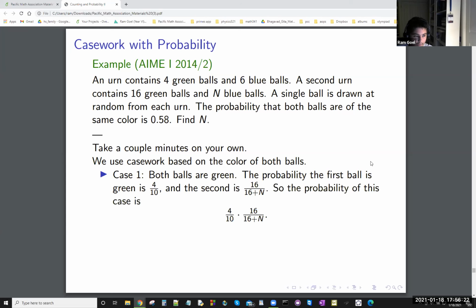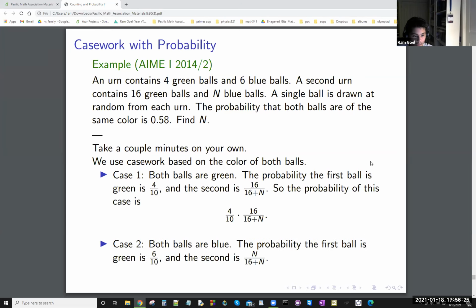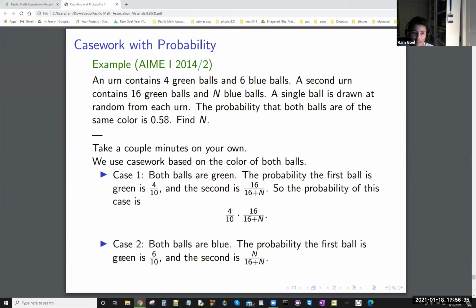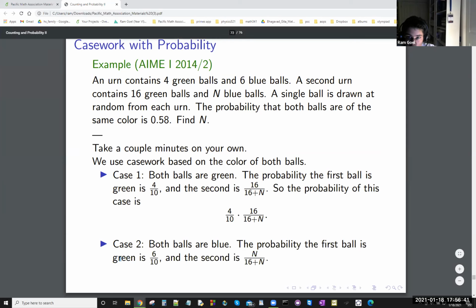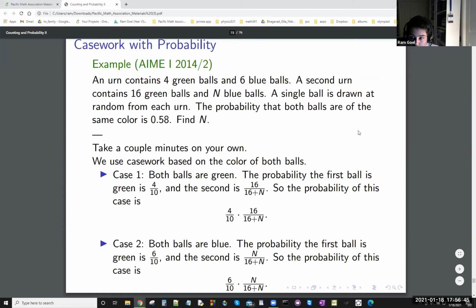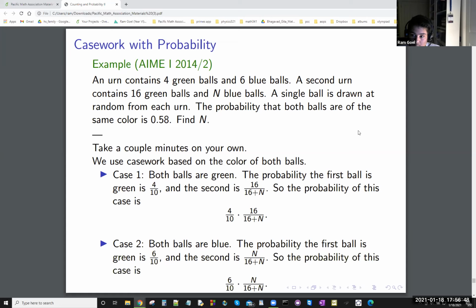All right. The second case is very similar. Both are blue. The probability the first ball is blue is 6/10, and the second is n/(16 plus n), because now there's n blue balls and a total of 16 plus n. So the probability of this case overall is the product of these two, which is 6/10 times n/(16 plus n).